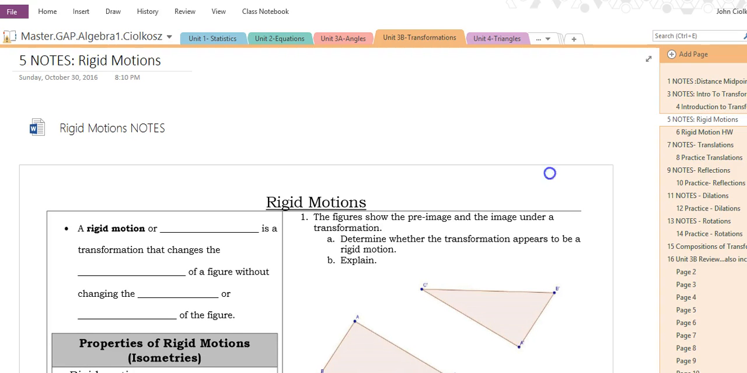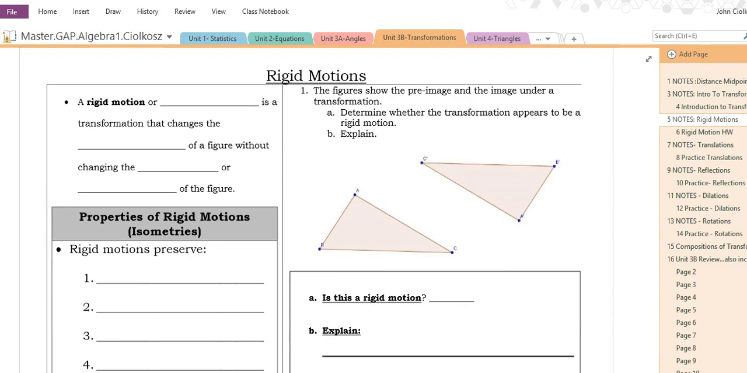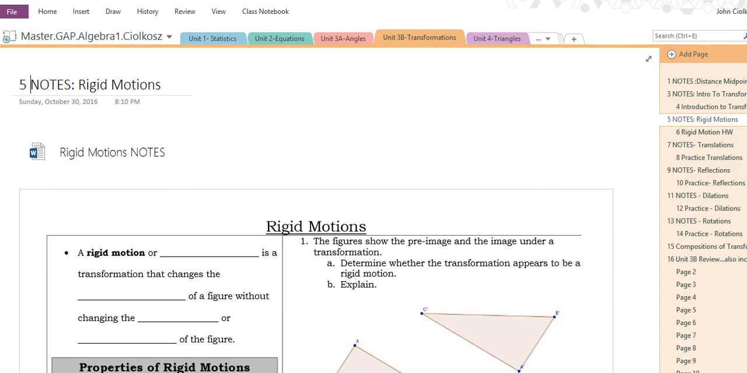Alright, so 5 deals with the concept of rigid motion. We're going to kind of burn through this one, and you'll understand why. Here's the big idea. I can add to x and or y. That's cool. It's still rigid motion.